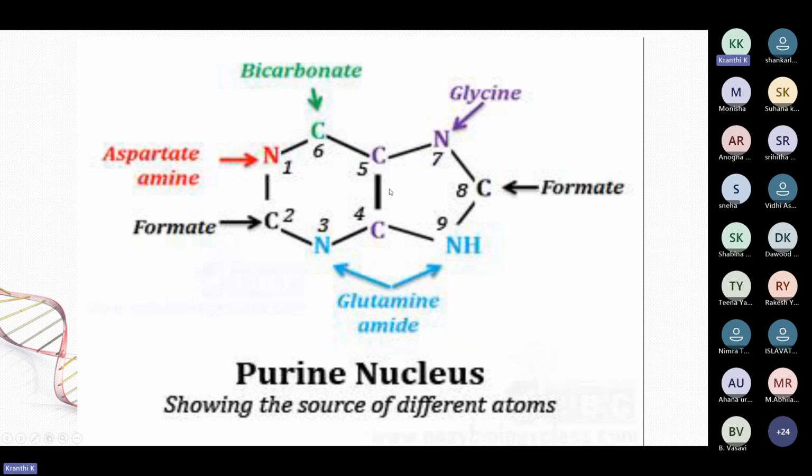Where will all these come from? From our food source only. So we are not utilizing existing purines as they are, as in the salvage pathway. Here we are creating using multiple different compounds. Clear? These are the different components present in the purine: formate, aspartate, glutamine, glycine, bicarbonate, like that. So we need different compounds to create a purine.